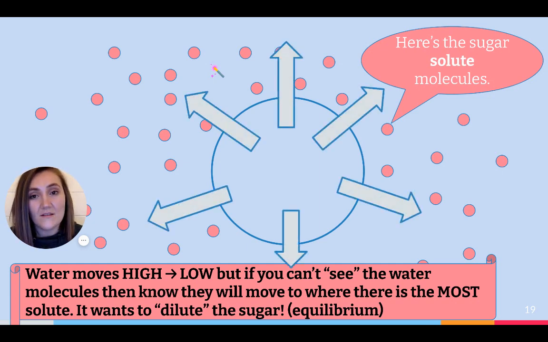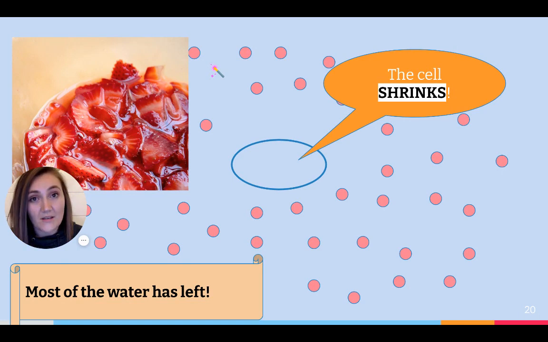Just like this. So as a result, because water is leaving, the cell is going to shrink. So same process, we just removed the water molecules. We couldn't see them, even though we know that they're there.